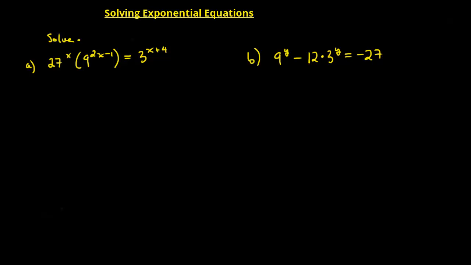Here we're asked to solve two exponential equations. One is 27 to the power of x times 9 to the power of 2x minus 1 is equal to 3 to the power of x plus 4.